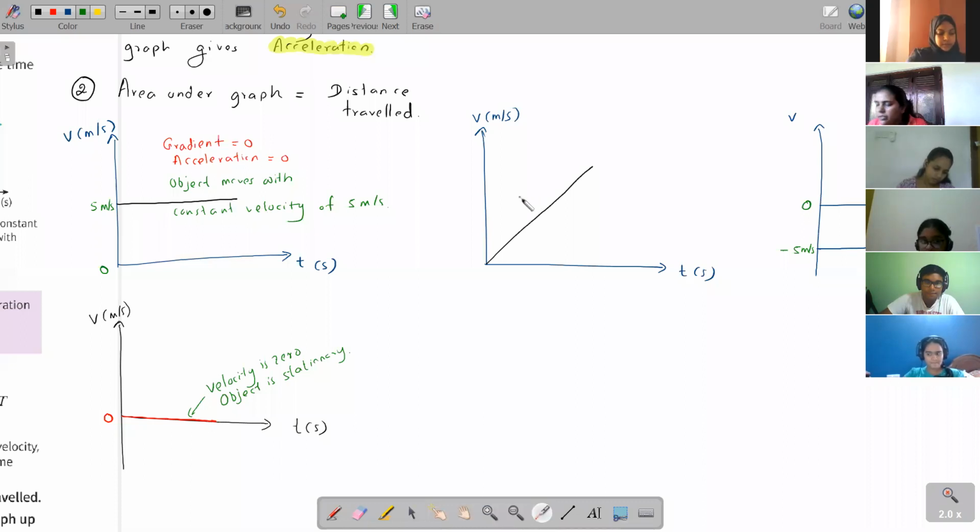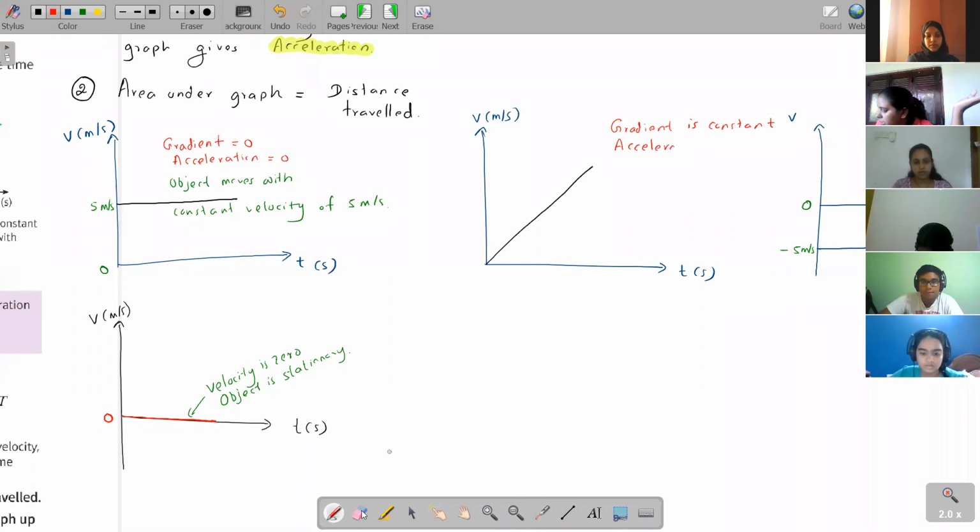What about the next one? What do you see here? Is the gradient changing, constant, or zero? The gradient is constant, and therefore acceleration is constant. We have a constant acceleration.